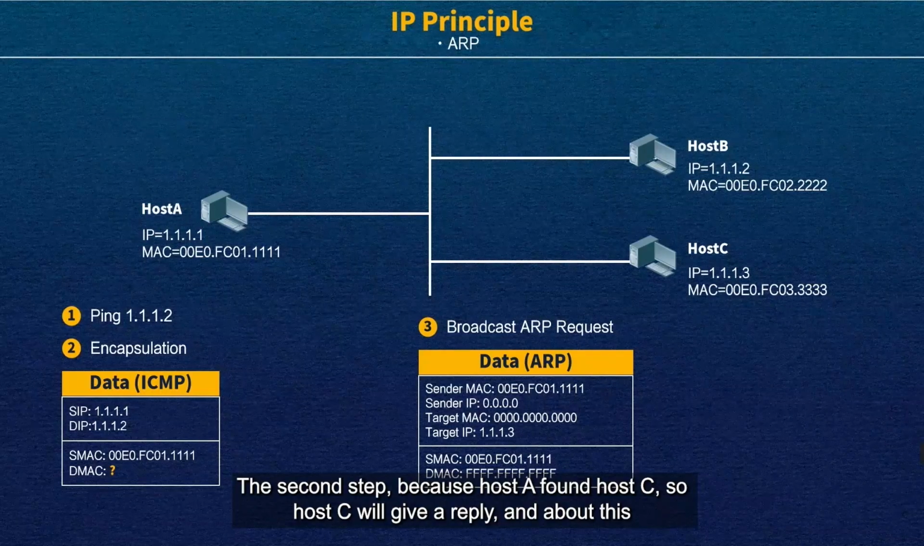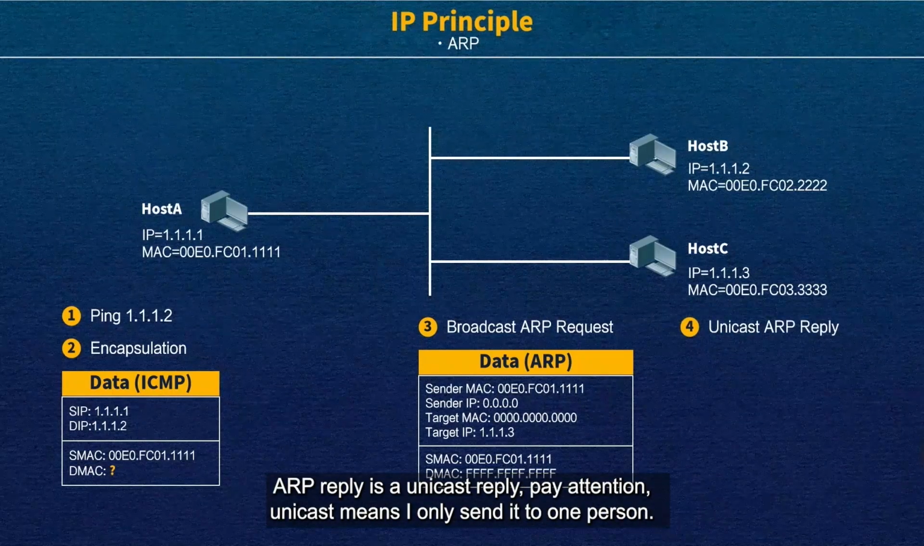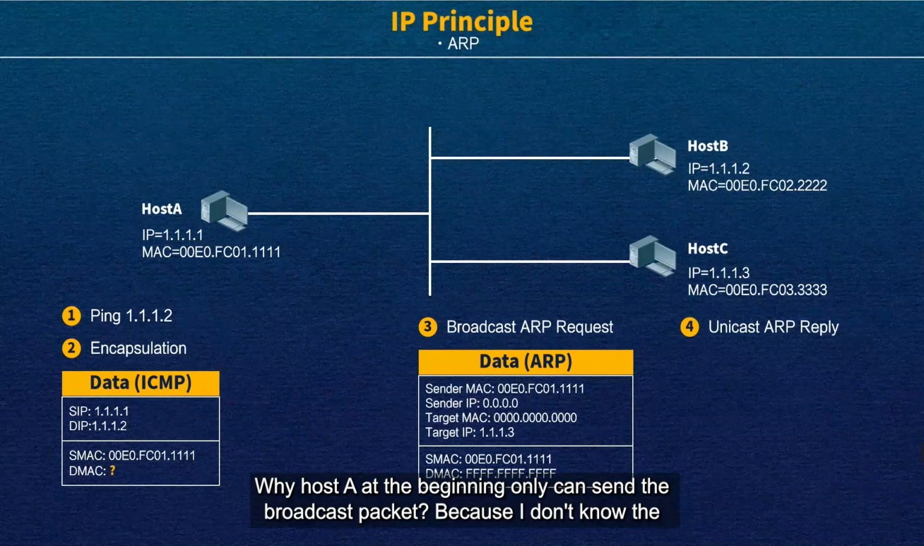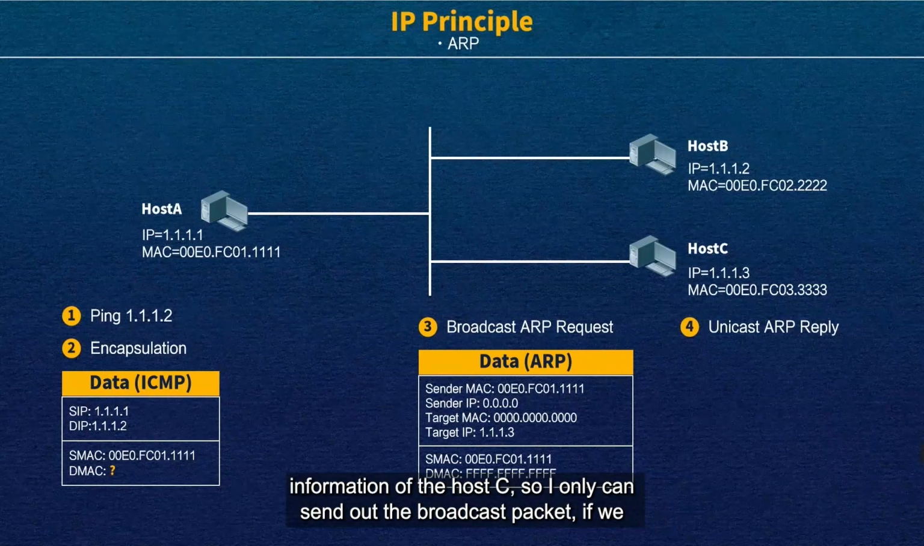The second step: because host A is looking for host C, host C will give a reply. This ARP reply is a unicast reply. Pay attention, unicast means I only send to one host. Why can host A at the beginning only send broadcast packets? Because I don't know the information of host C, so I can only send out broadcast packets.